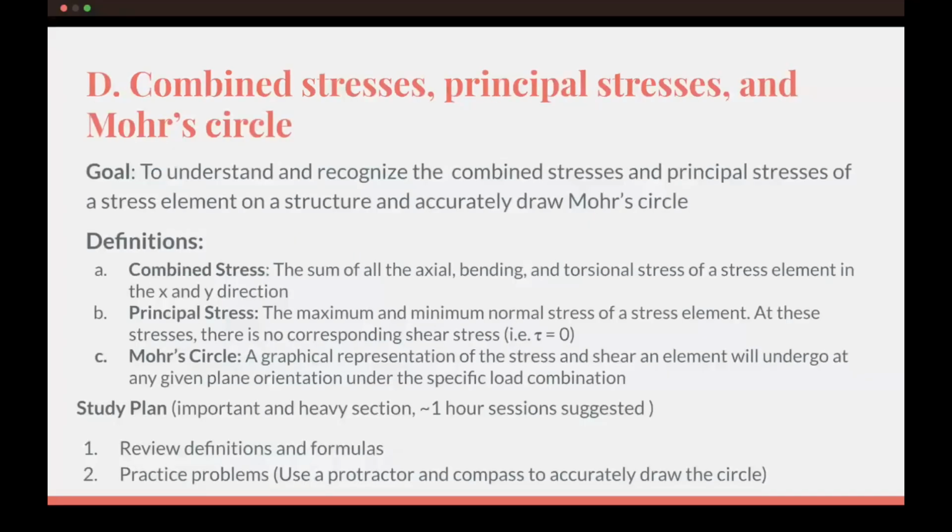Lastly are combined stresses, principal stresses, and Mohr's circle. Combined stresses are the sum of all the stresses mentioned in the shear and stress portion of this presentation, including axial, bending, and torsional. Principal stresses are the maximum and minimum normal stress of a particular stress element, and at these stresses, there is no corresponding shear stress. And finally, Mohr's circle is just a graphical representation of all these stresses and shears that the element will undergo at any given plane orientation.